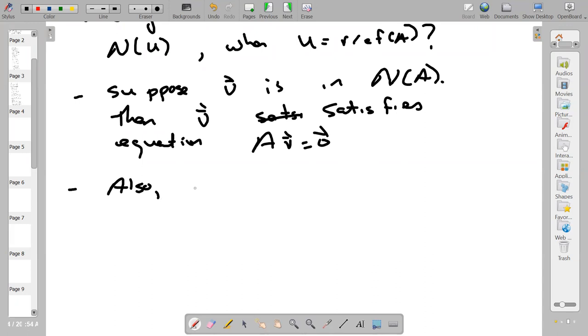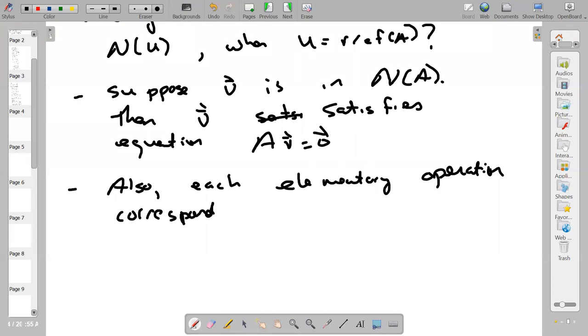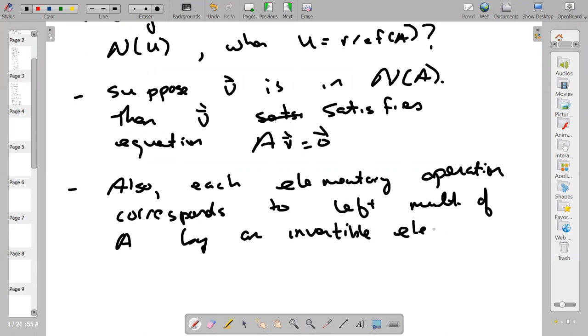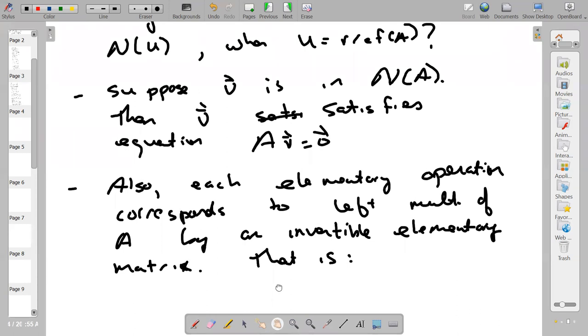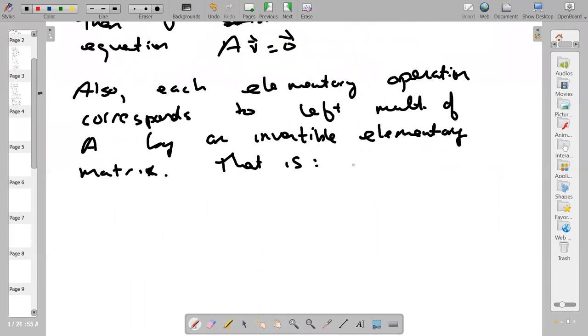Also, each elementary row operation on A corresponds to left multiplication of A by an invertible elementary matrix. This is a bit like one of the problems you did on the first written assignment. You can write the reduced row echelon form of A, which I think we're just calling U in this case, as equal to pi times A, where pi is a product of elementary matrices.